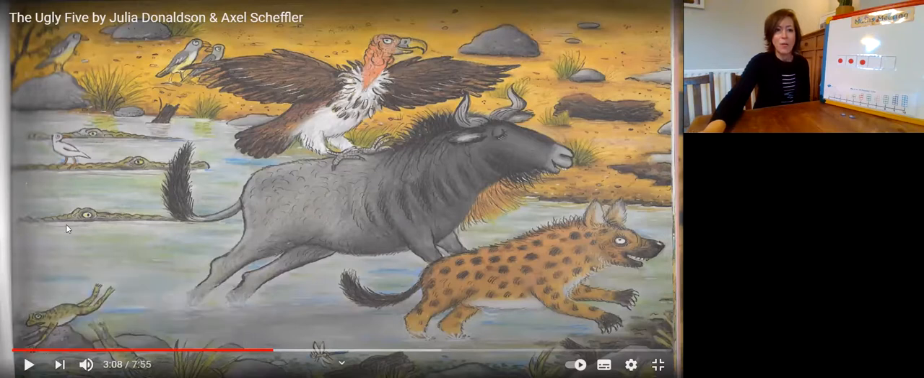I can see 1, 2, 3 crocodiles. Can you see a different animal where there are 3 of them? 1, 2, 3 birds. Good counting.